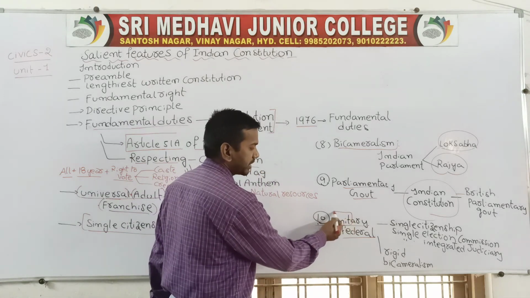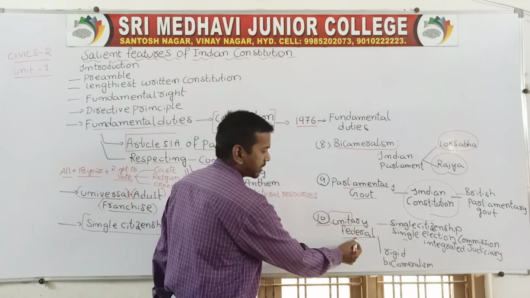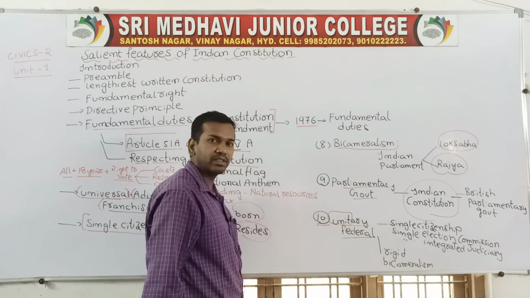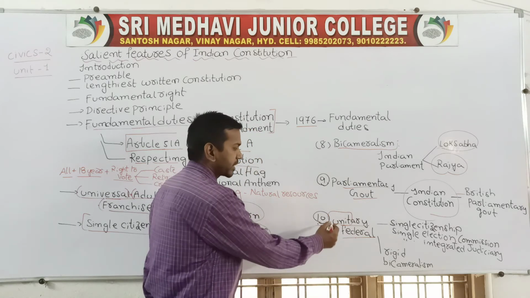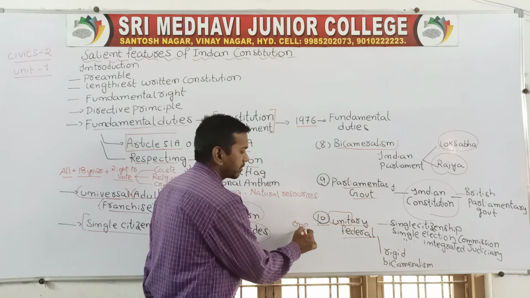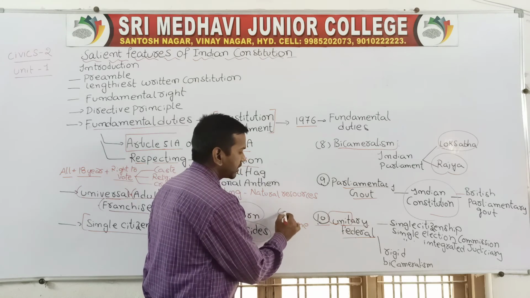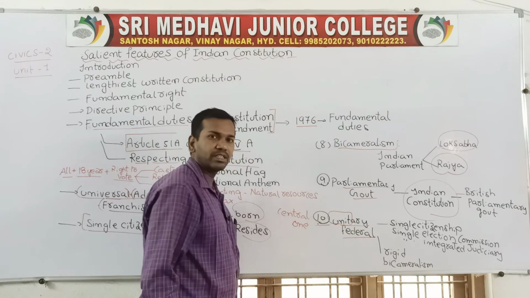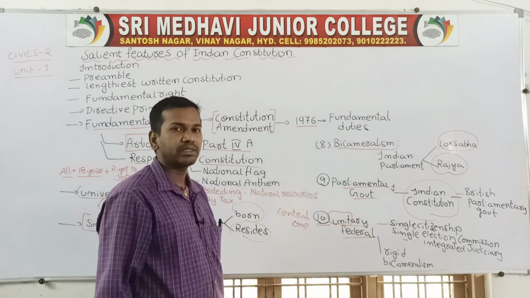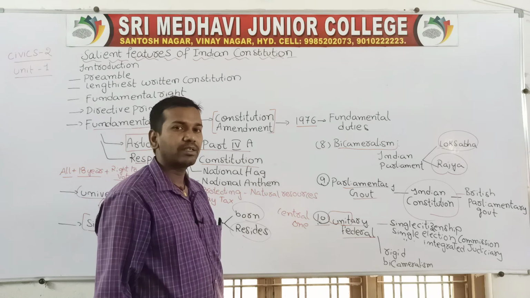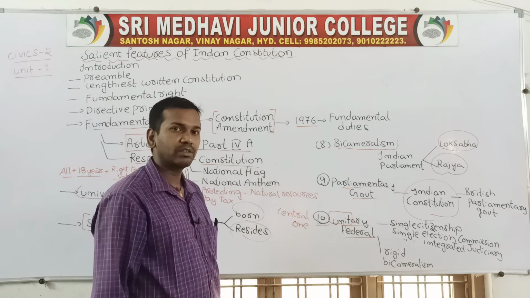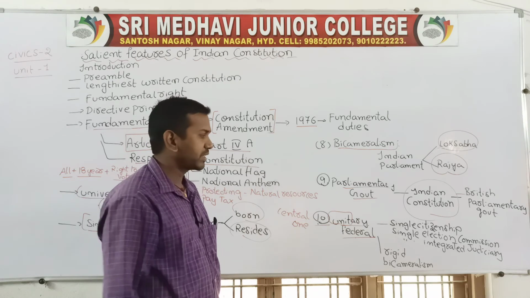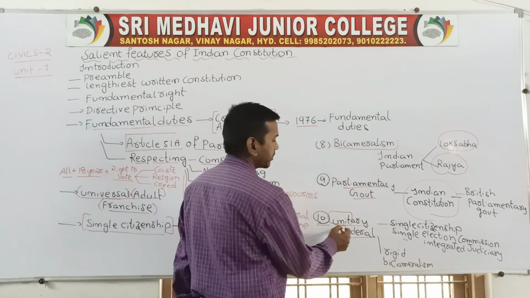What is meant by unit? Unitary is nothing but one. Federal is nothing but division of power. Whenever the power is vested in the hand of one government, the central government, whenever most of the power is under the control of the central government, then that is called unitary. When the power is vested in the hand of two forms of government, central government as well as state government, then we can say that is called the federal form of government.